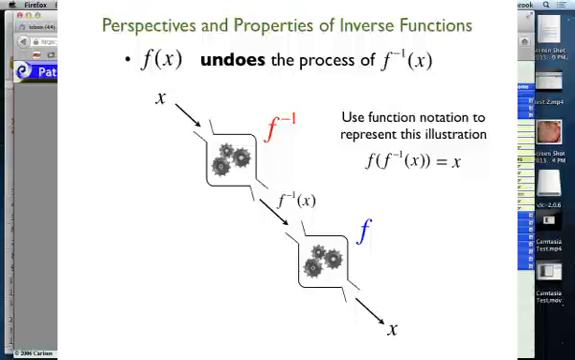We put 2 into G, and we get the output 13. Then we put that 13 into F. F undoes what F inverse did, and it gives you back the original, what you got originally. That was fast. Good. Square root of 13 plus 3 is 4. Any questions on that?